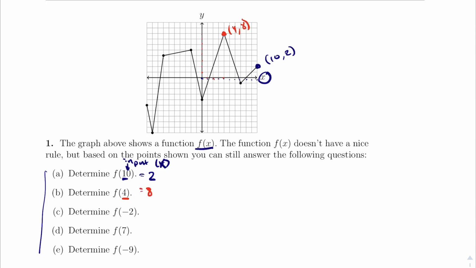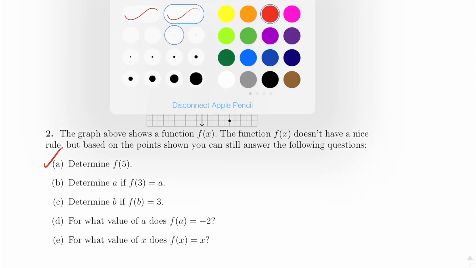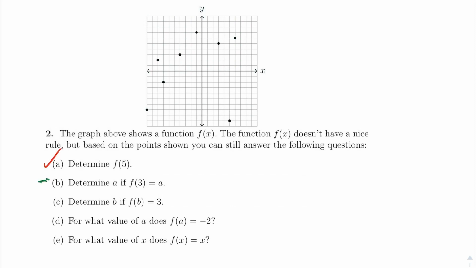The rest of them, I think you can do. Problem number 2 is pretty similar. Let's do the first 3. Actually, I'm going to let you do f of 5. We can do b and c. So for b and c, determine a if f of 3 equals a.